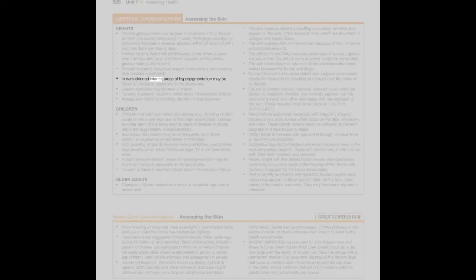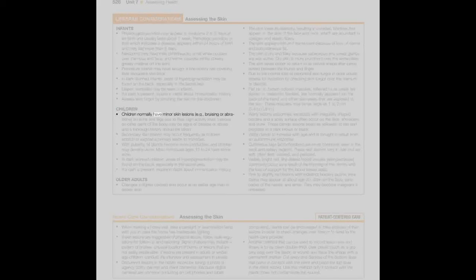In dark-skinned infants, areas of hyperpigmentation may be found on the back, especially in the sacral area. Diaper dermatitis may be seen in infants. If a rash is present, inquire in detail about immunization history. Assess skin turgor by pinching the skin on the abdomen.